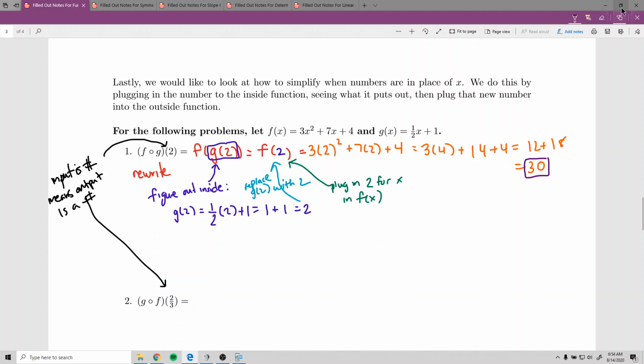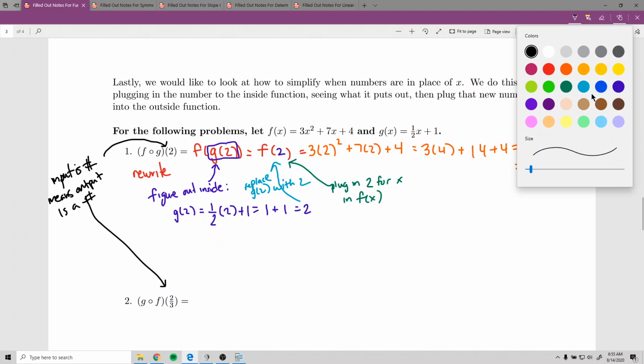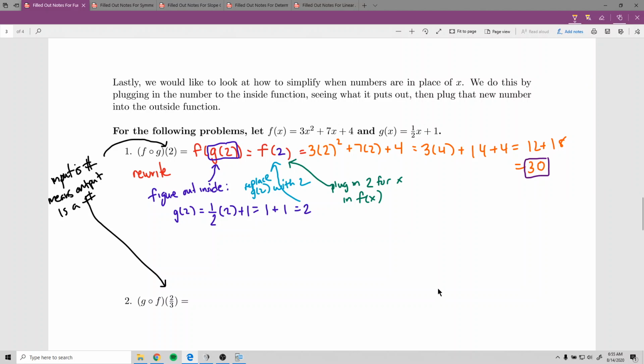Right. So the next one is just one with fractions to kind of deal with it. You know, it could be a little messier with a fraction, but the idea is the exact same. So part 2, we have g of f of 2/3. Well, we want to do the same thing we've done with all the other problems and immediately rewrite it. We got g of f of 2/3.